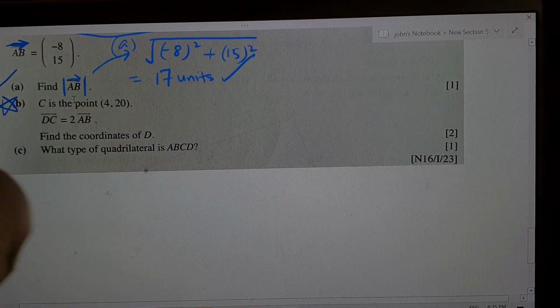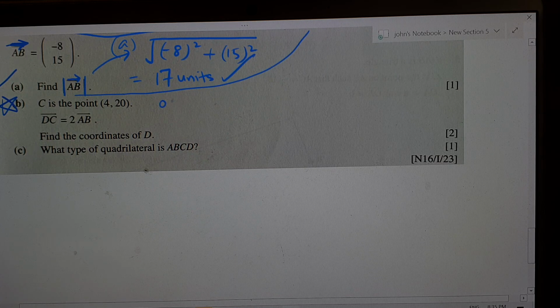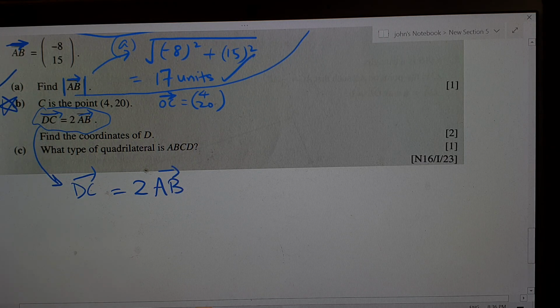Okay, so do you agree that this is your OC? C is a coordinate. Okay, this (4, 20) is the coordinates of C. So the position vector of C, which is OC, should be X first, then Y. So that's how you convert it into a vector. Why must we convert it to a vector? Because all of this, there's an arrow here, is a vector. Now I'm going to play around with this. DC, that means to go from D to C, is the same as 2 times going from A to B. That's what they're trying to tell you.